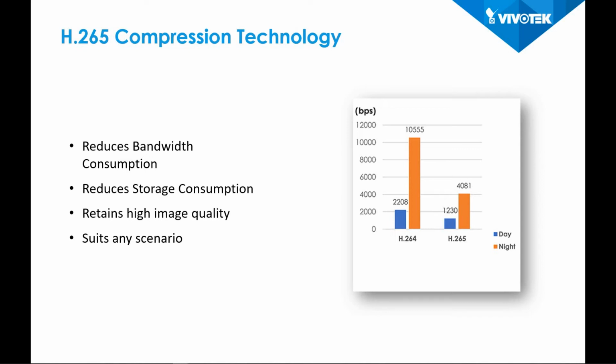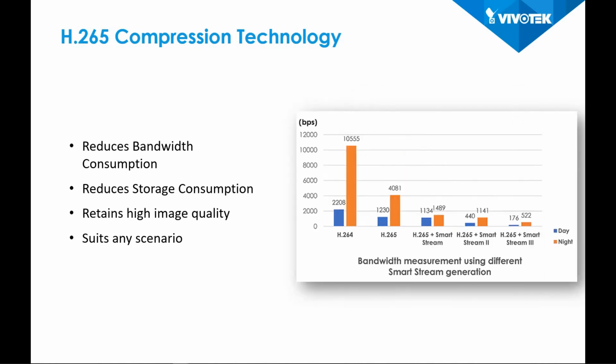With H.265, it will reduce the bandwidth consumption and the storage consumption by 30 to 50% and still retain a high image quality compared to H.264. It's suitable for any application and environment, whether it's indoors or outdoors. You can see the savings here on the graph. It shows that at day and night, a significant reduction in bandwidth consumption just by using H.265 instead of H.264.